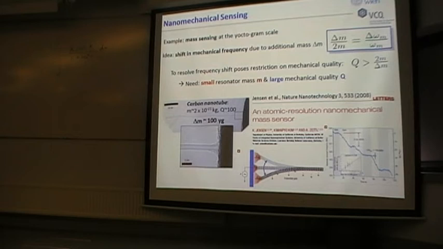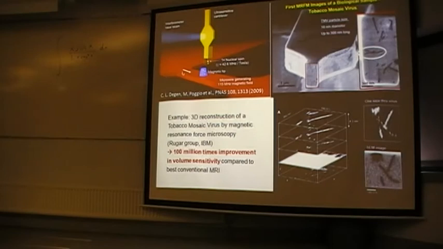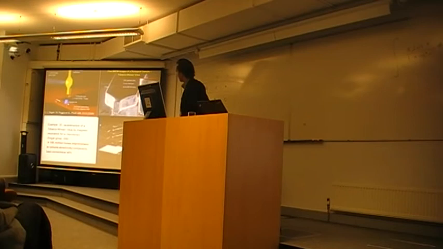Another beautiful example is work from the Rugar group, where they functionalized a simple cantilever that is usually used for AFM microscopy. There you put the system that you want to investigate, in their case a tobacco mosaic virus, on the tip of your cantilever. You sweep it over a magnetic tip that provides you with a magnetic gradient.